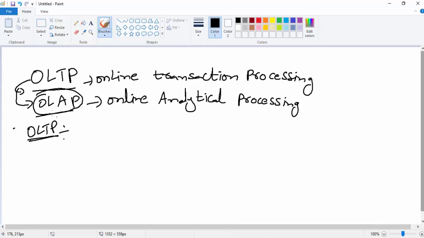Hi everyone. Today we are going to discuss OLTP and OLAP. OLTP means online transaction processing, and OLAP is online analytical processing. Before going to that, I want to explain one real-time scenario. By that you will get a clear picture of why we use OLTP and OLAP.